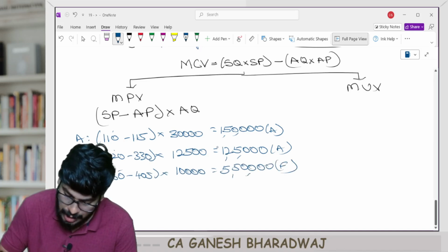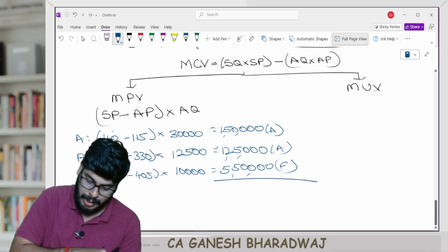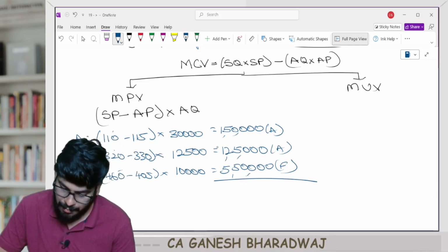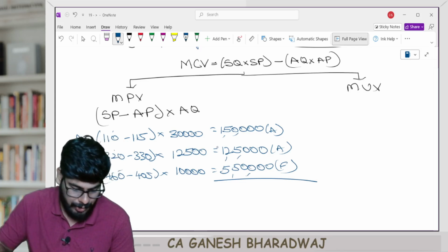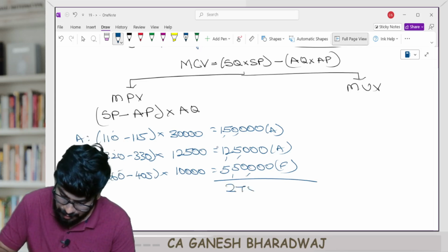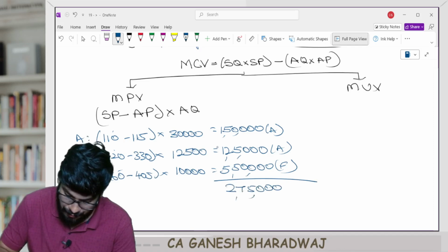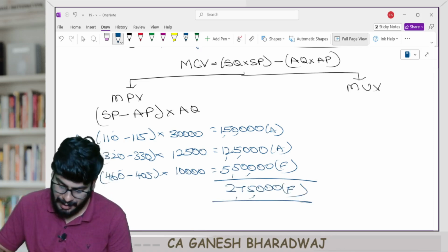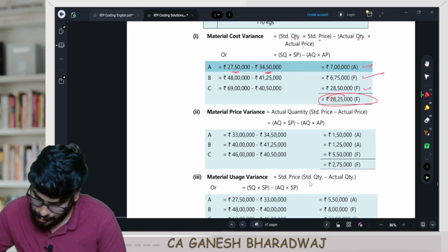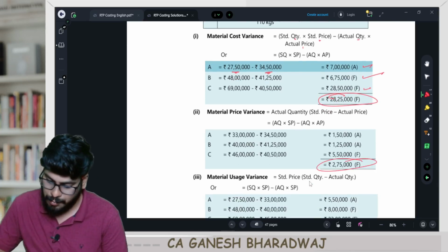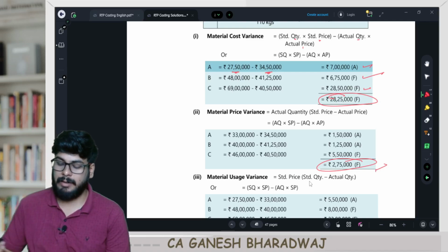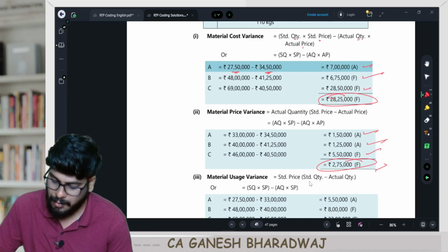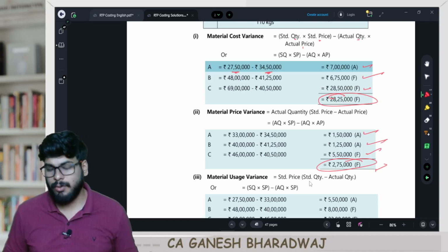Are you clear with this? The net of these three, how much do you get? 1,50,000 plus 1,25,000 minus 5,50,000. The net of it is going to be 2,75,000 favorable variance. Are you clear with this? This is the total material price variance. So look at this. Material price variance is 2,75,000 favorable, and how they have arrived at it: 1,50,000 adverse, 1,25,000 adverse, and 5,50,000 favorable. Are you clear with this?